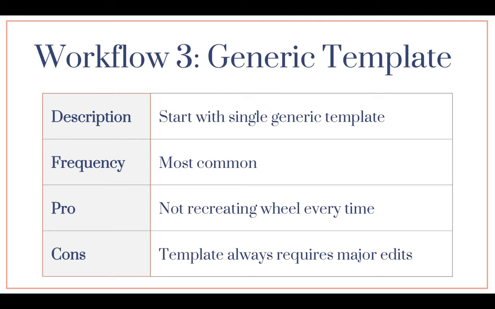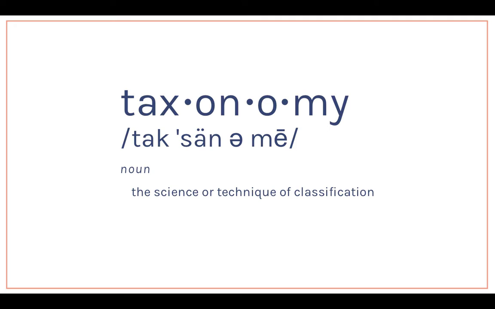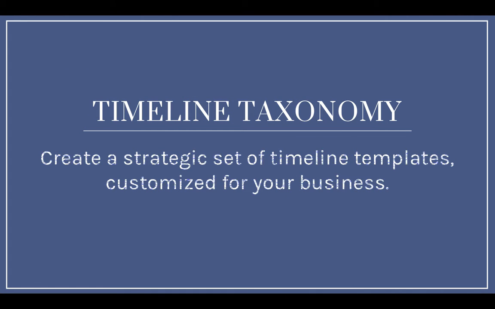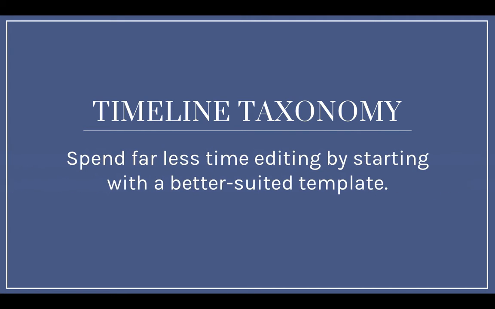So what I want to show you is a new workflow that can save you a ton of time, that's very strategic. And I want to introduce the concept of taxonomy, which is a word that means the science or technique of classification. And I like to talk about timeline taxonomy. What I mean by that is the idea that you can create a strategic set of timeline templates that are customized for your business. And the idea here is that you can spend a lot less time editing your timelines if you actually start with a better suited template.